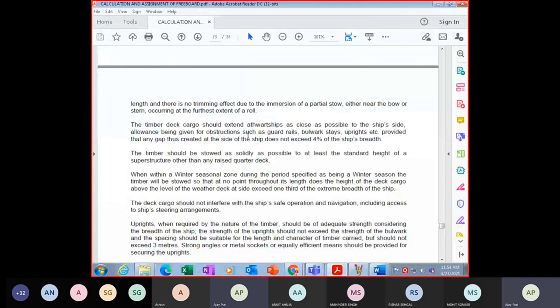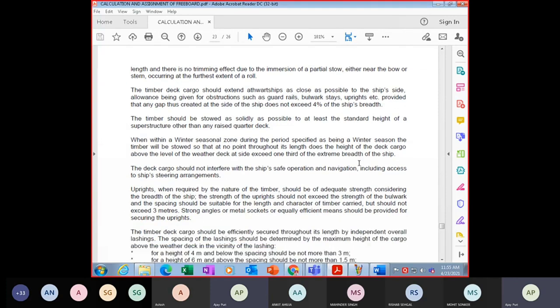Allowance to be given for obstructions like guardrails and bulwarks, provided the gap thus created at the side does not exceed 4%, jo humne pehle bataya tha for superstructure. The gap created at the side should not exceed 4% of the ship's breadth. That was also for the superstructure. Timber should be stowed as solidly as possible to at least the standard height of the superstructure, other than raised quarter deck.